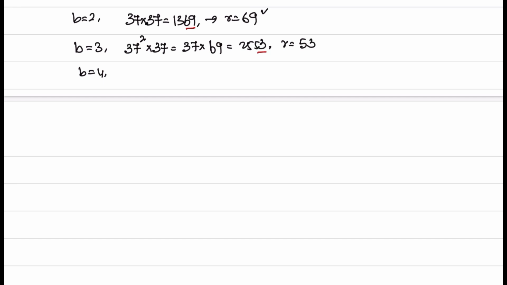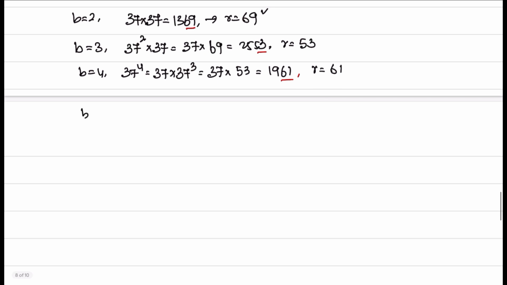37 to the power of 4 is equal to 37 into 37 cube, that is equal to 37 into 53. 37 cube, the whole number we don't require, we only require 2 digits because we are only considering the last 2 digits. Then 37 into 53 will be 1961. Last, we are only calculating the last 2 digits. R is equal to 61.